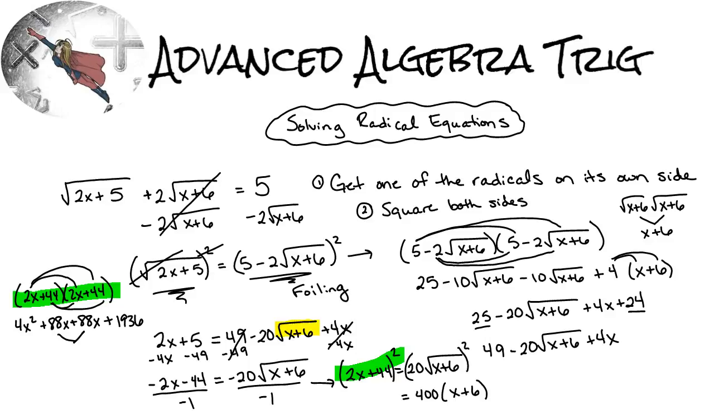So I can combine these like terms right here. So I'll get 4x squared plus 176x plus 1936. So this part right here that I got by foiling goes back over on this side of the equation.